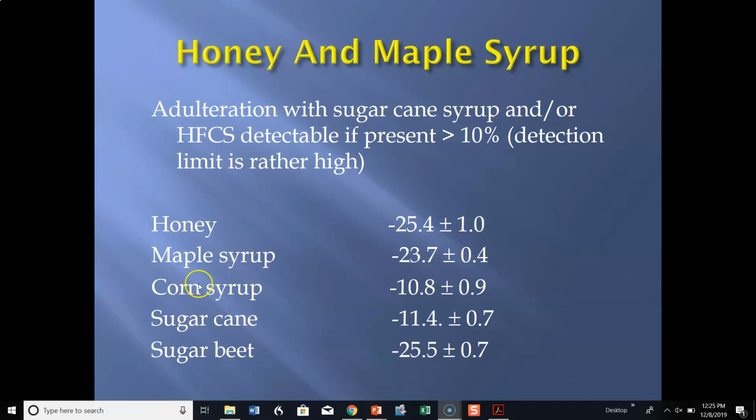Well, are they adulterated with corn syrup, sugar cane, or sugar beet? You'll notice corn syrup and sugar cane wouldn't be good. They differ very greatly in your stable isotope ratio. However, you could adulterate honey or maple syrup with the sugar beet. So, interesting.